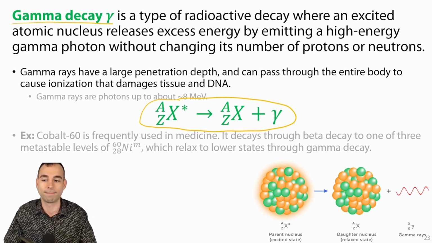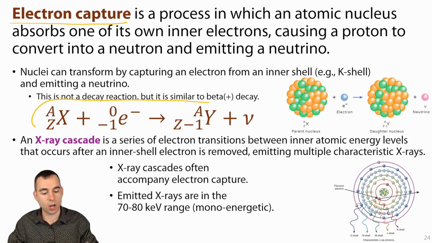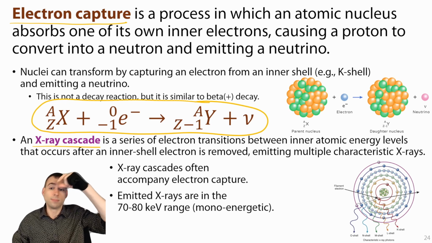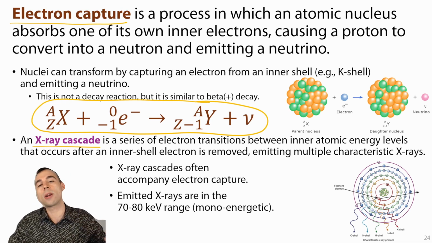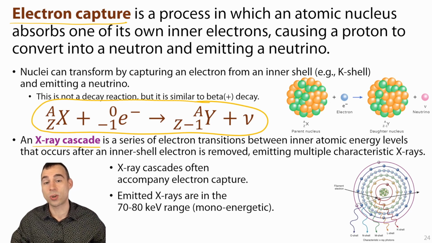So another type of reaction we can have is electron capture, where a parent nucleus captures an inner core electron from another element and ultimately leads to a daughter nucleus that has one extra electron and also emits a neutrino. This electron capture process can ultimately lead to something called an X-ray cascade, which allows us to create X-rays where electrons in higher level orbits will cascade down and jump down to lower energies, emitting characteristic X-ray photons that match the energy of those transitions.